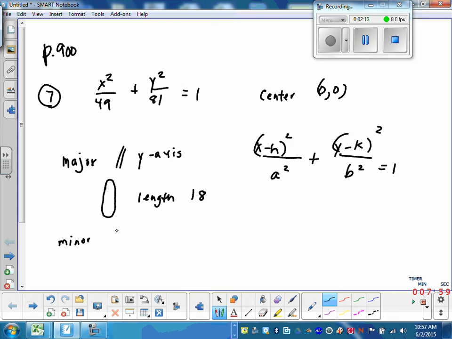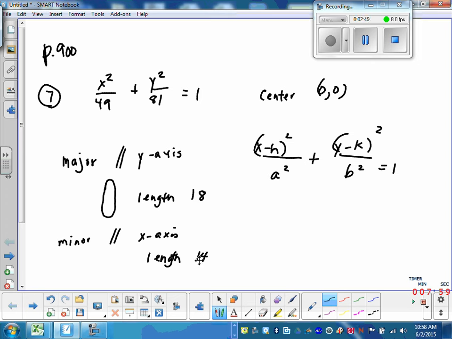The minor axis is going to be parallel to the x-axis. And again, we know this because this is the smaller number. If you remember our conversation from yesterday, A and B can switch places depending on the major and minor orientation. So the minor axis is parallel to the x-axis, and its length is the square root of 49 doubled. So that would be 14.